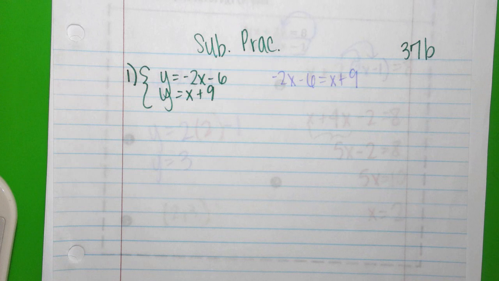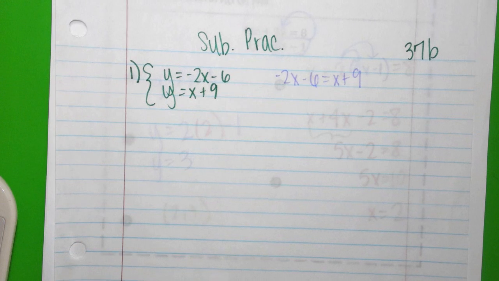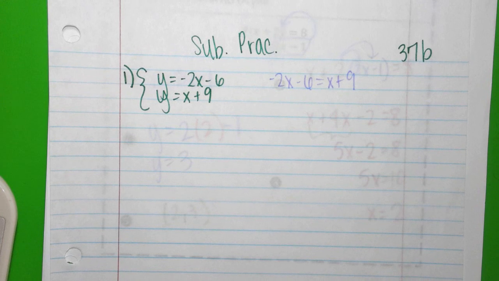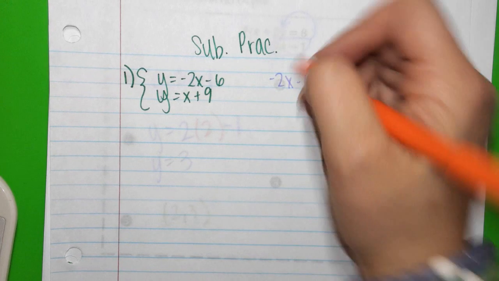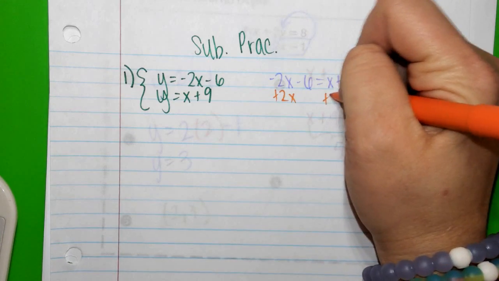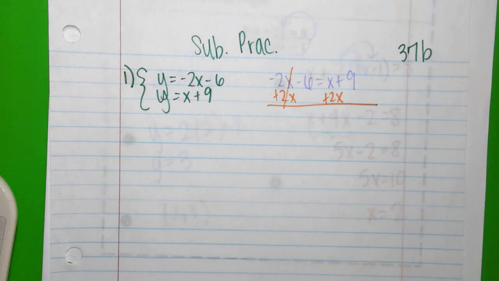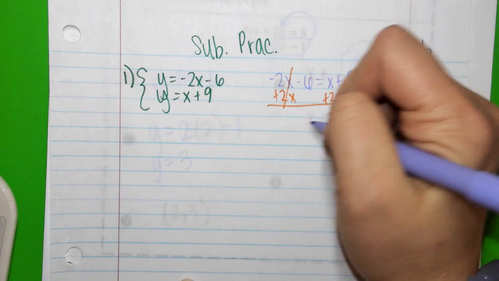Add 2, add negative 2. Say it to me one more time. Add 2 to both sides. I don't have a 2 up there. Yeah, you do. Negative 2x. Okay, so I'm going to add 2x to both sides. Paola, your table can earn a point.